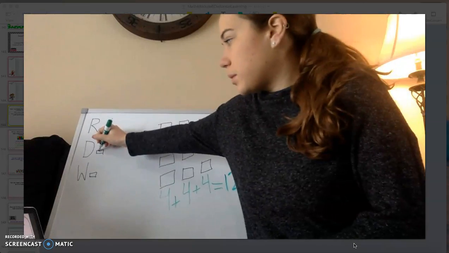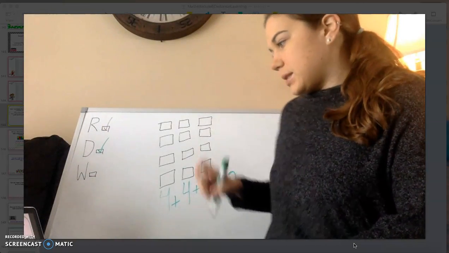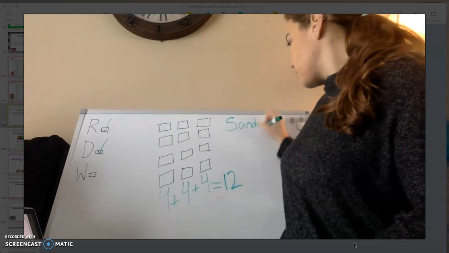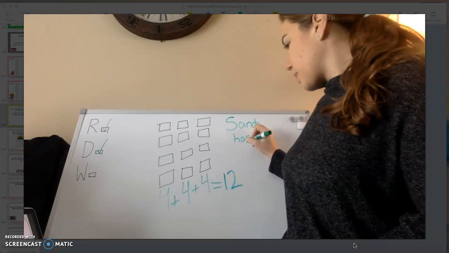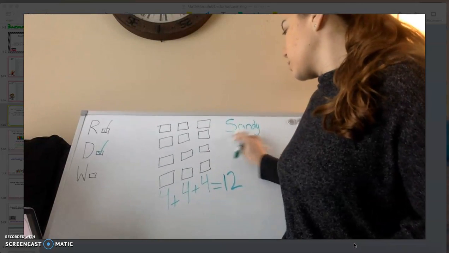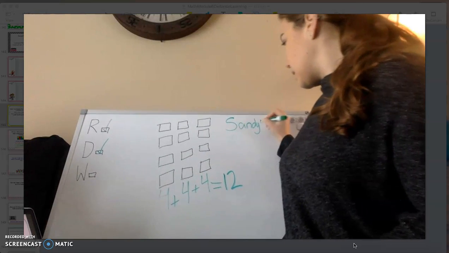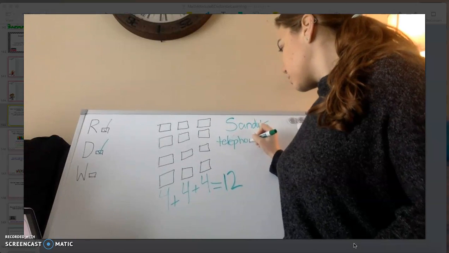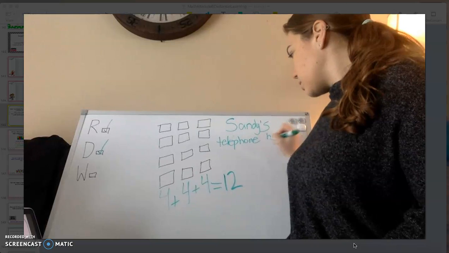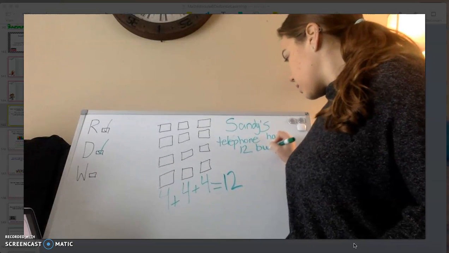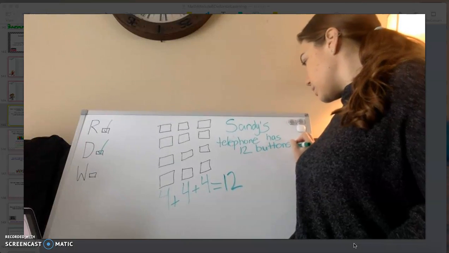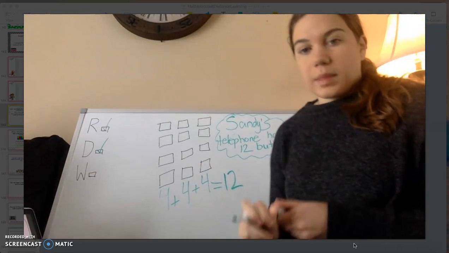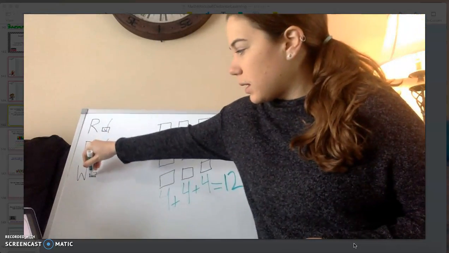So we've read our problem, we drew our picture, now we need to write our sentence. So we're going to say, Sandy's telephone has 12 buttons. Very nice. We've now written our problem too.